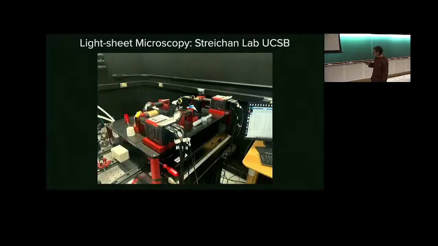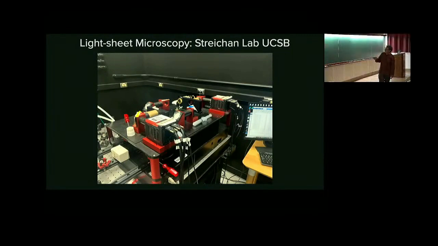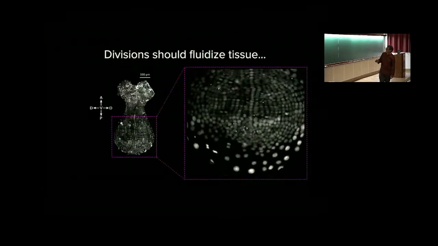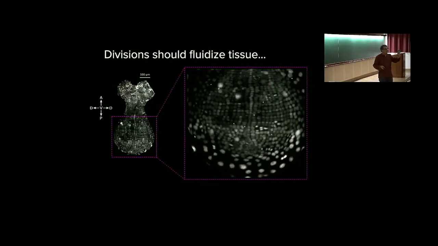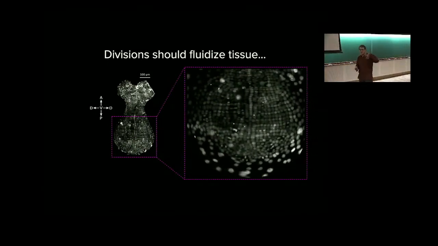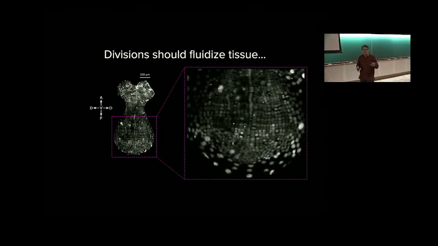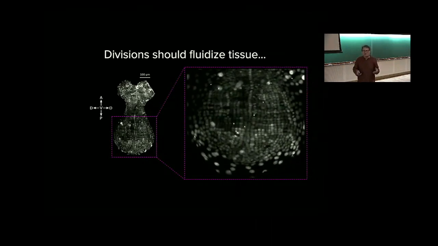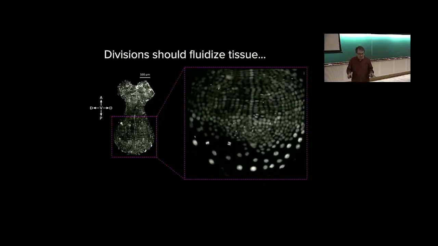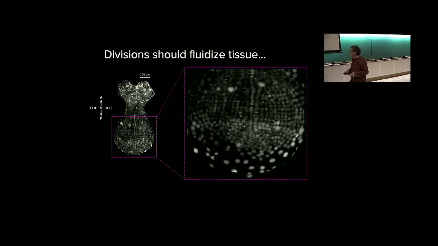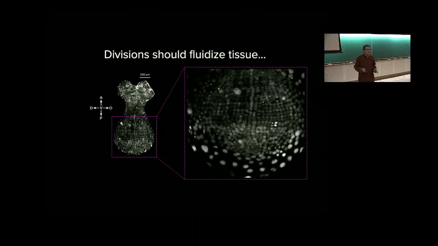This is the light sheet microscope from the Stricon lab. You illuminate this way and image orthogonally to that. It's a very powerful and fast way of getting images. Now, this system is dividing. It has a doubling time of about 10 hours. And so you have a reasonable amount, not as much as in Drosophila, but a reasonable amount of cell division going along. Cell division is a very disruptive process, and it's normally expected that cell division will fluidize the tissue.